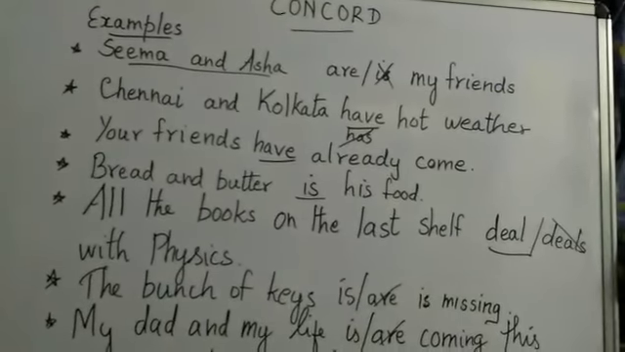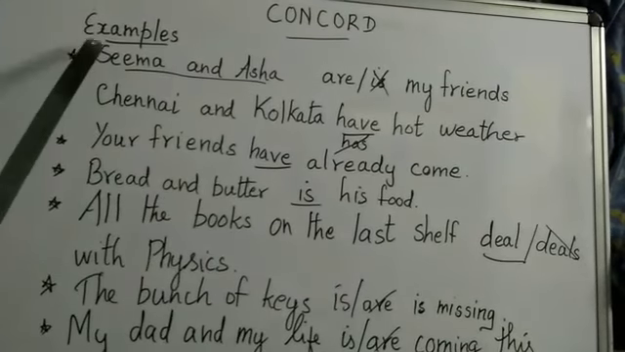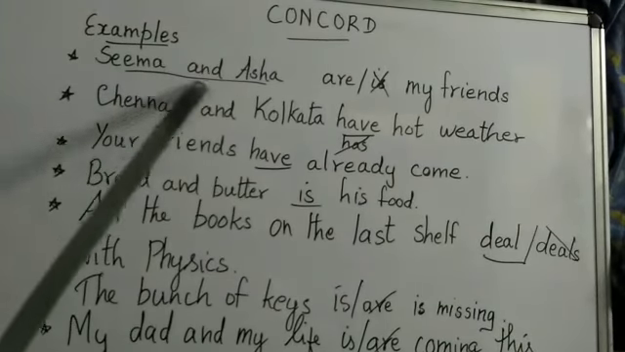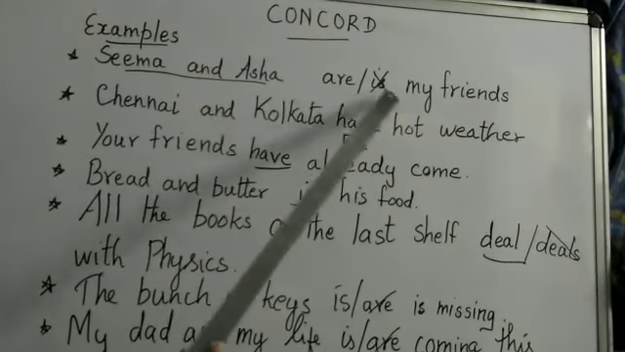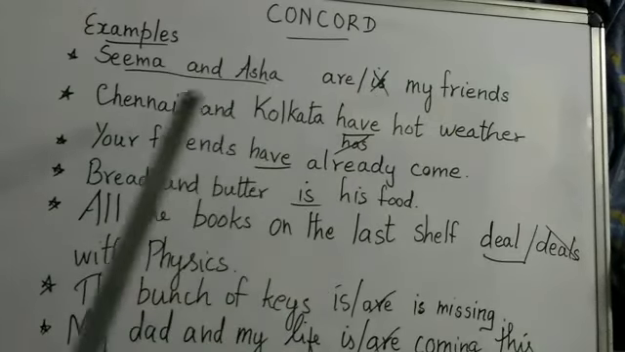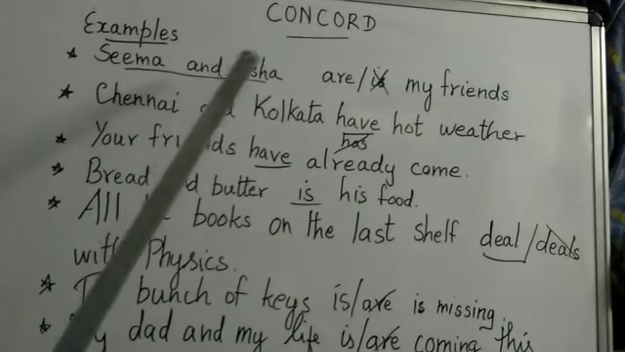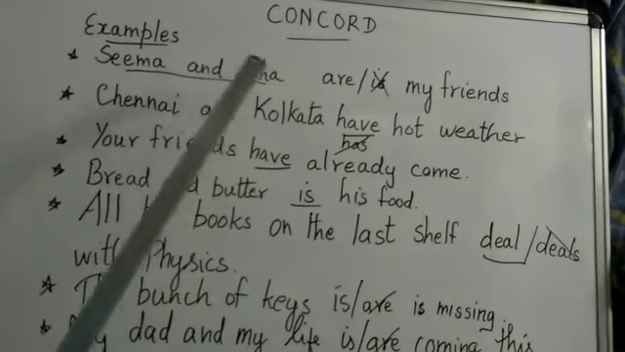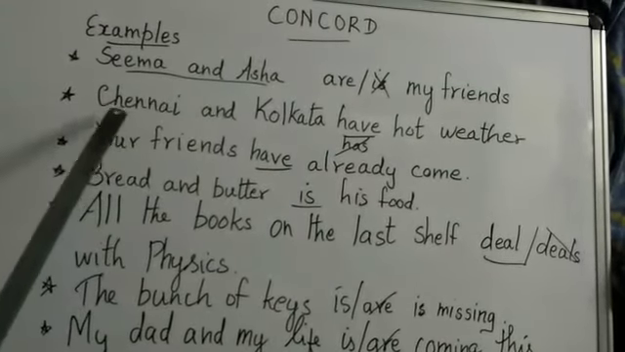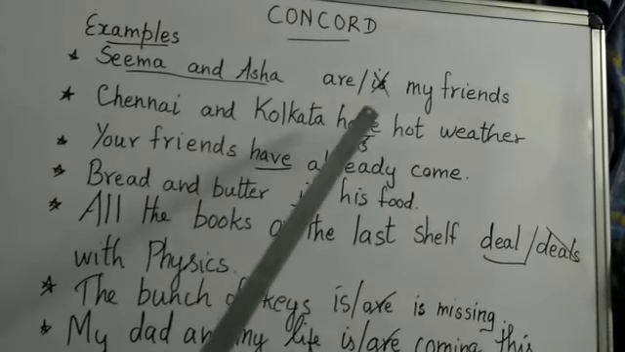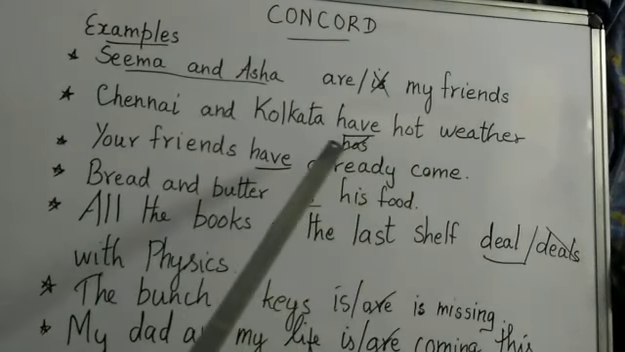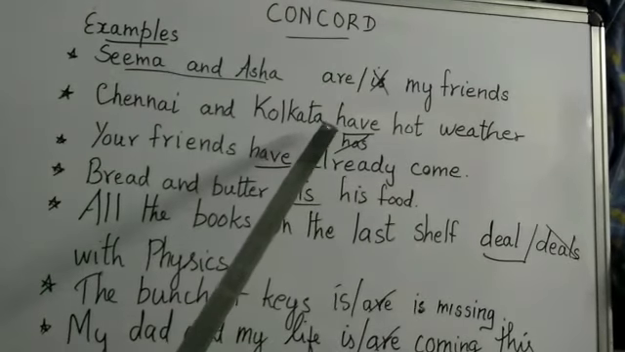Now we shall see some examples on concord. First one, Seema and Asha are my friends, not is my friend. Seema and Asha, the and is there, no? So you have to use are, not is. Second one, Chennai and Kolkata have hot weather. So not has. It is not a single unit. Both are different identities.